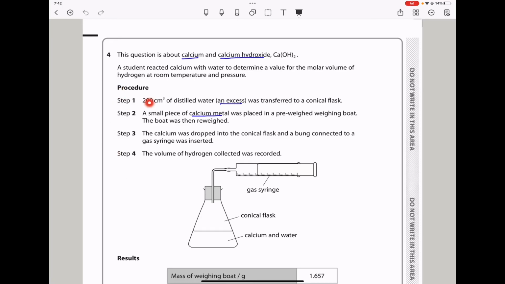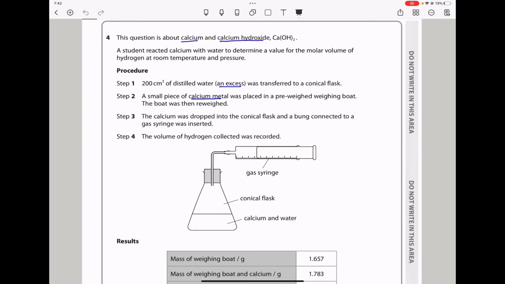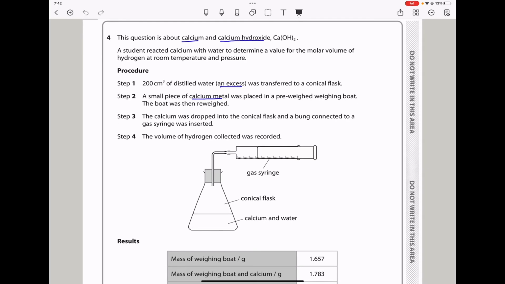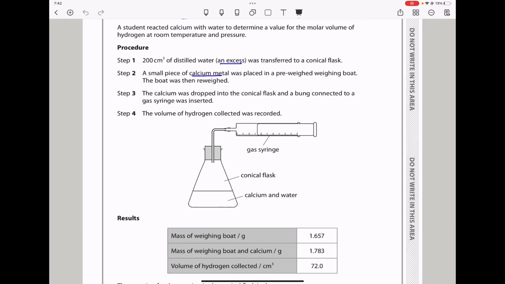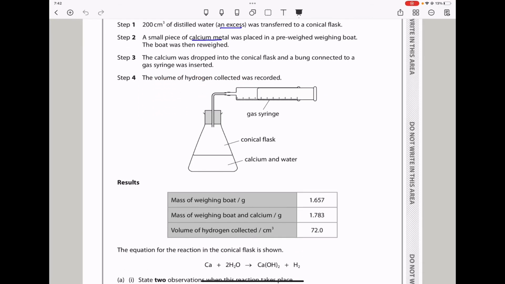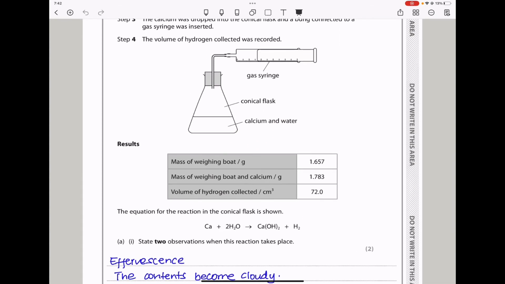In step 1, 200 centimeters cubed of distilled water, which was an excess, was transferred to a conical flask, and a small piece of calcium metal was placed in a pre-weighed weighing boat, and the boat was then reweighed. The calcium was dropped into the conical flask, and a bung connected to a gas syringe was inserted. In step 4, they say the volume of hydrogen collected was recorded. So we can see the setup for the experiment, and the results are presented in this table here.